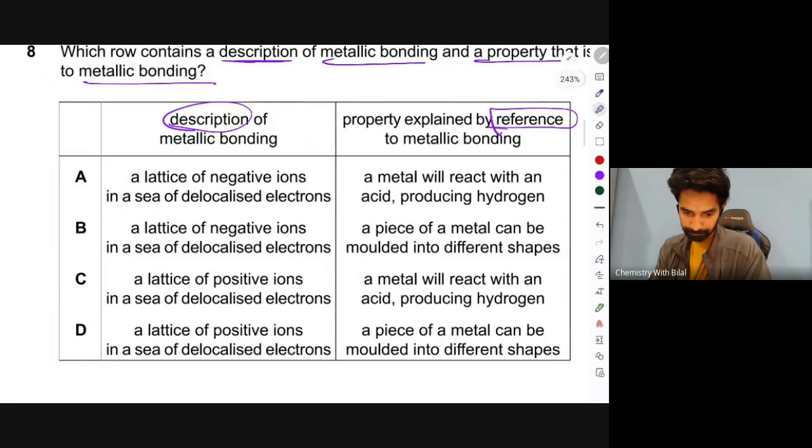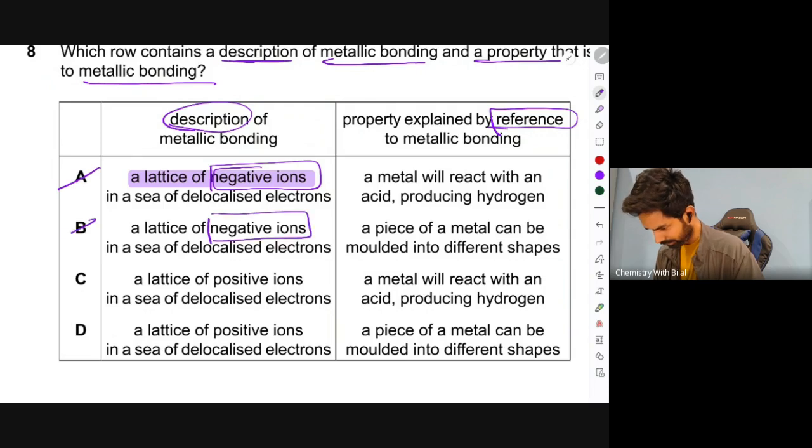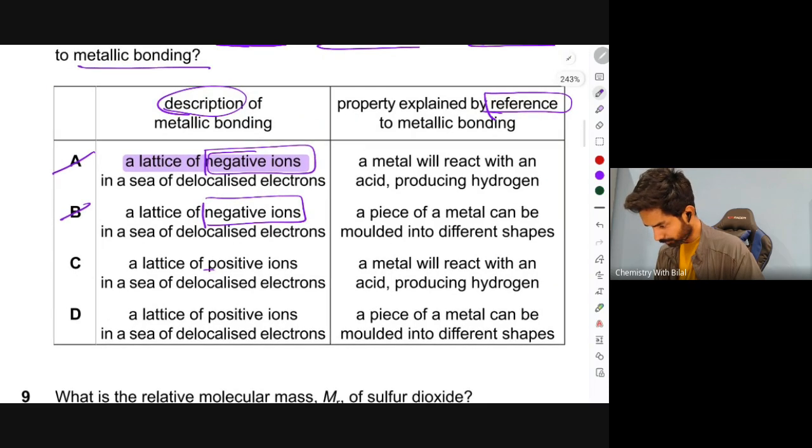Let's look at all 4 options. Option A, a lattice of negative ions. Do you think metallic bonding contains a lattice of negative ions? This is incorrect. A lattice of negative ions is an incorrect description.